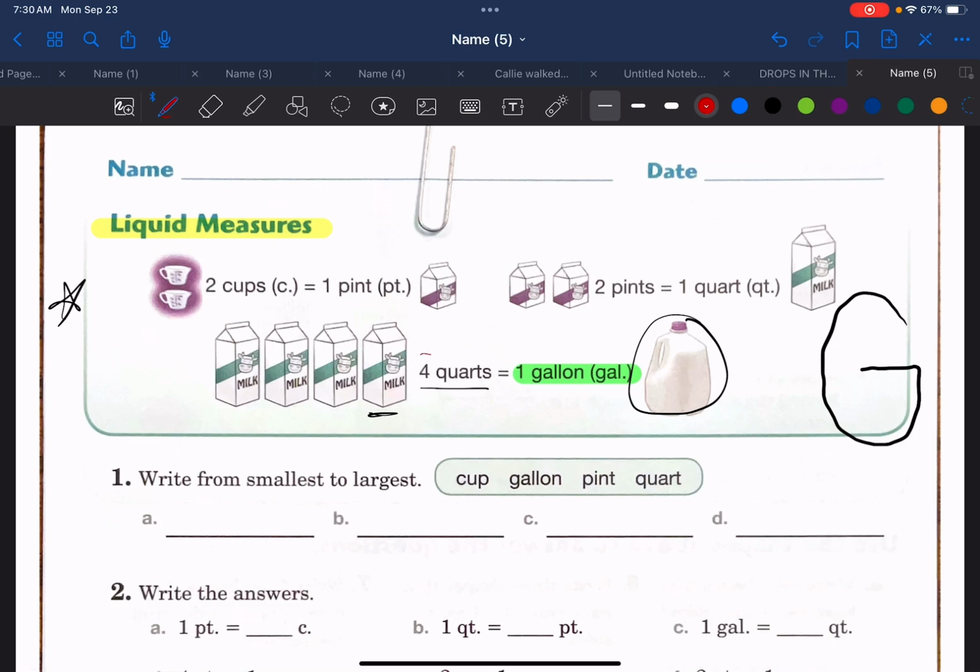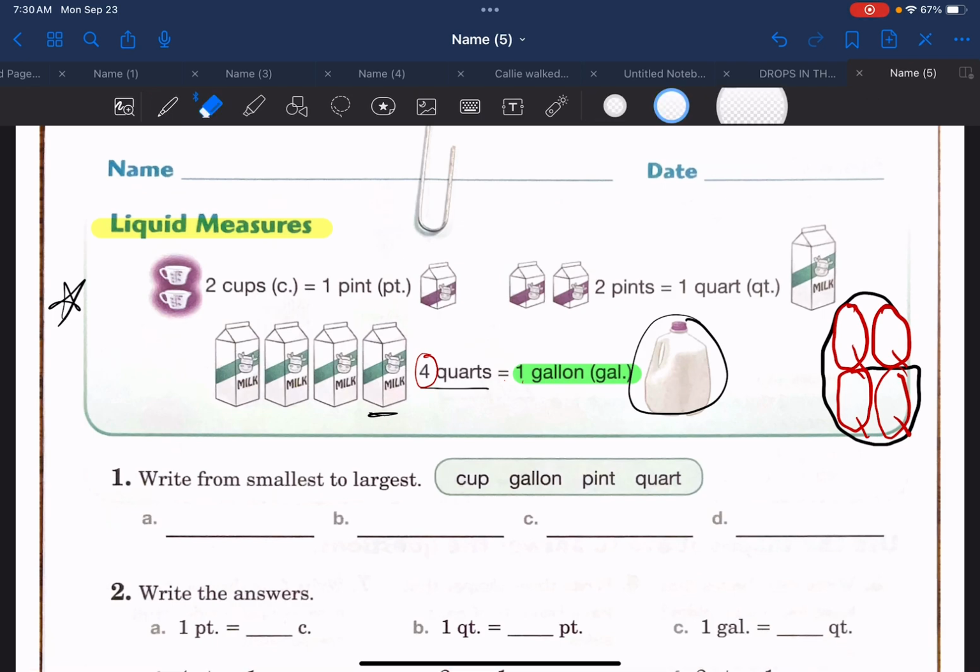Well, it says that there are 4 quarts that equal 1 gallon. So I'm going to draw 4 Q's. Now I want the Q's to be big. I want them to be about as big as they can be to fit inside the G. Okay. So I have 4 quarts that can fit in a gallon. So inside my G, I was able to fit 4 quarts, 4 Qs.